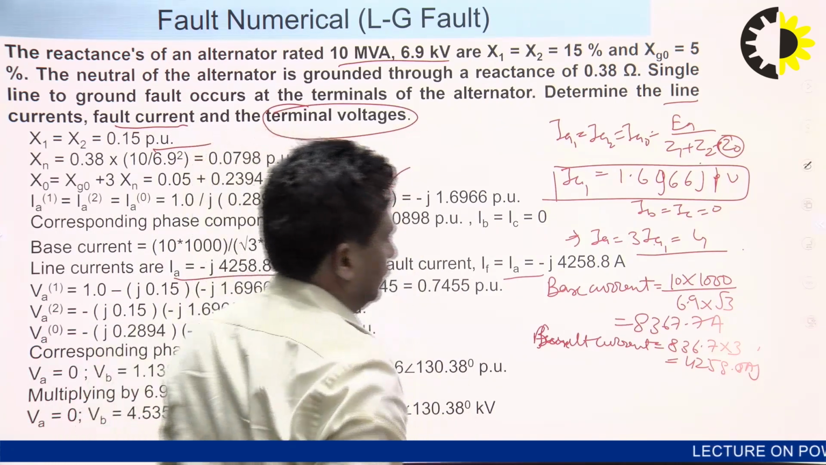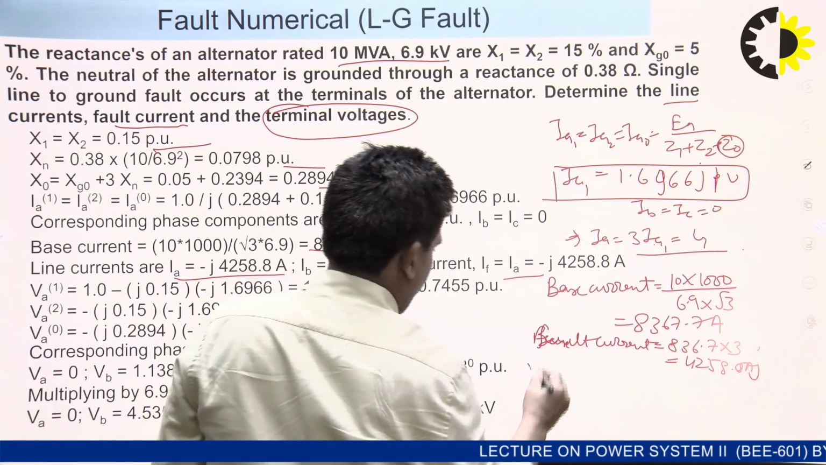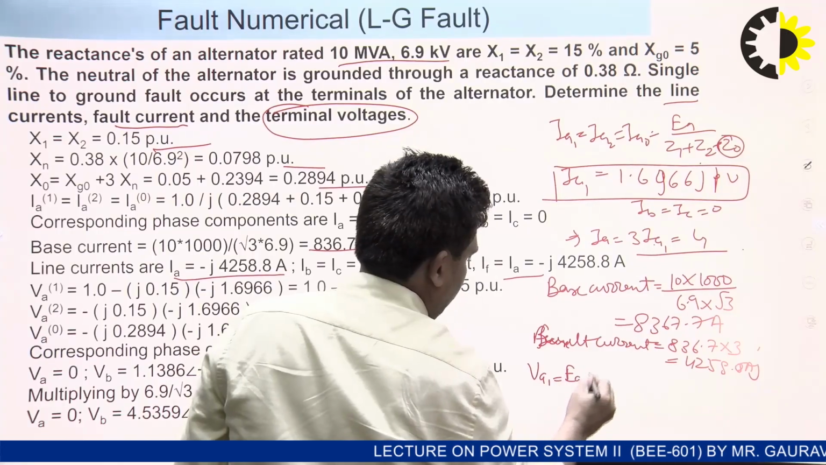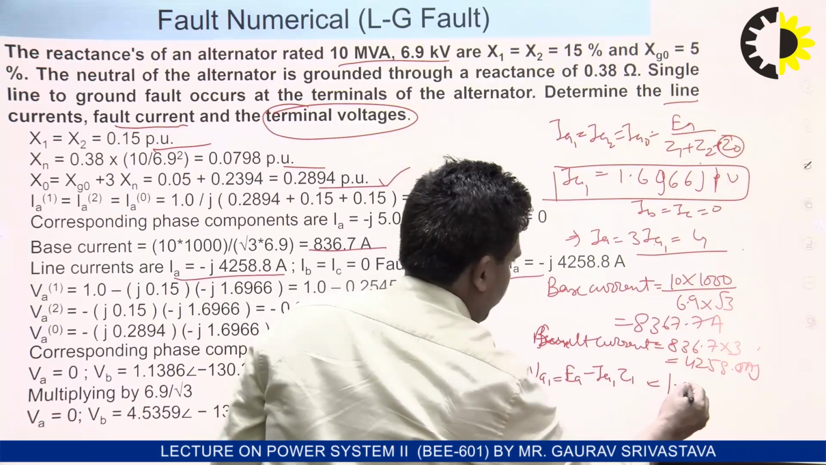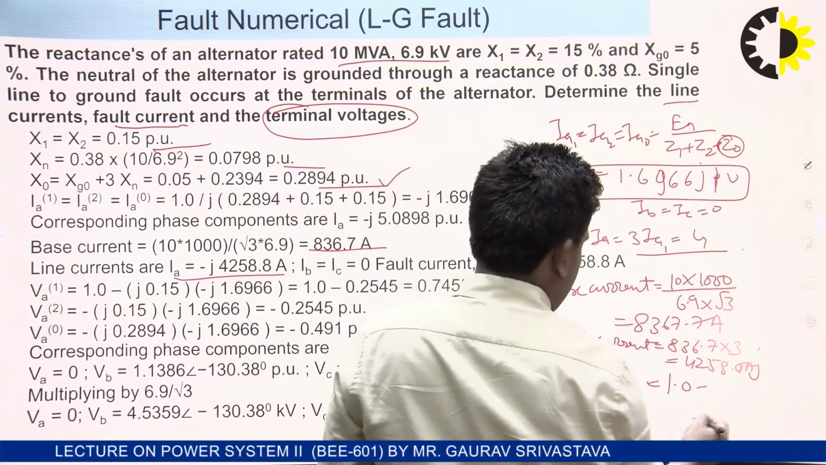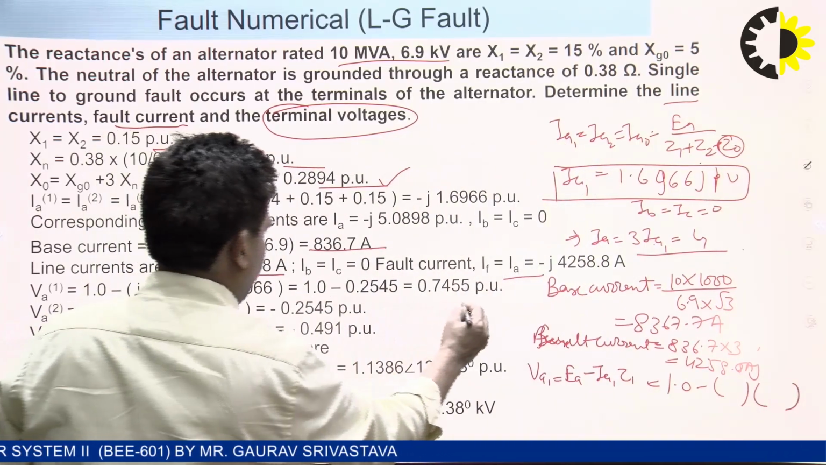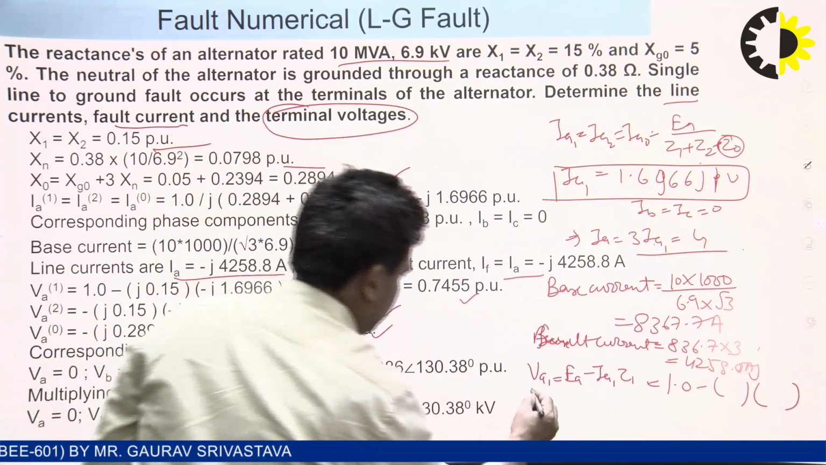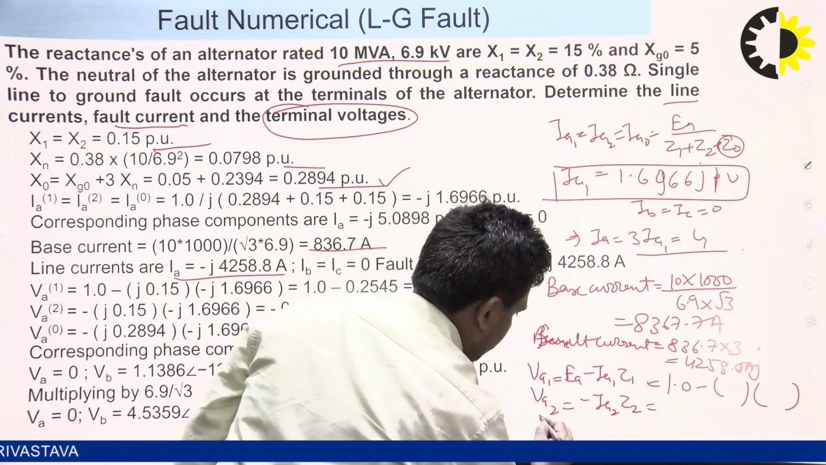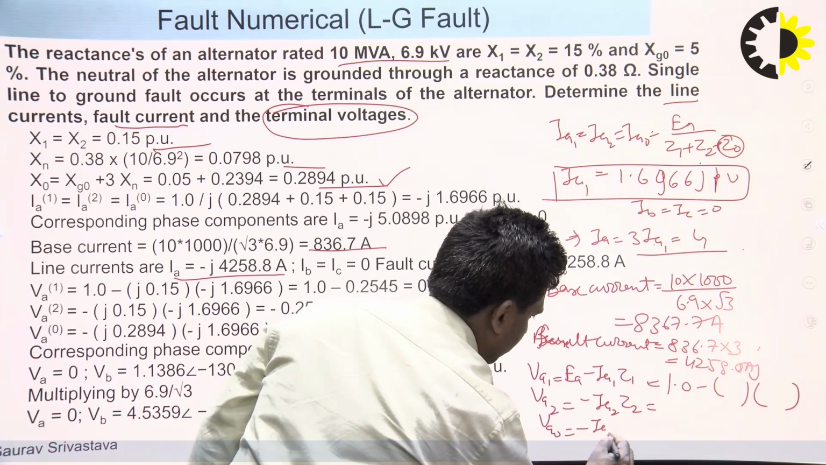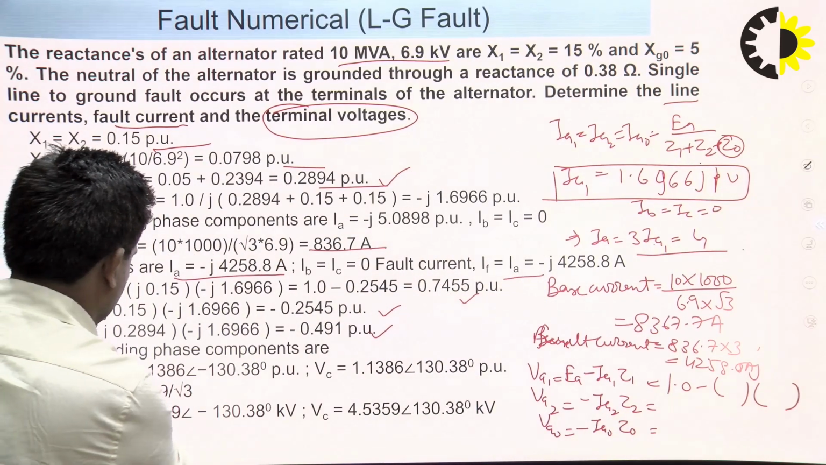So how do we calculate the terminal voltages? We know VA1 is equal to EA minus IA1 Z1. So we have the value of EA as 1.0 minus IA1, which we have calculated, times Z1. So these equations are in per unit, because VA2, the terminal voltage, is minus IA2 Z2, and VA0 is equal to minus IA0 Z0. So these values are calculated.